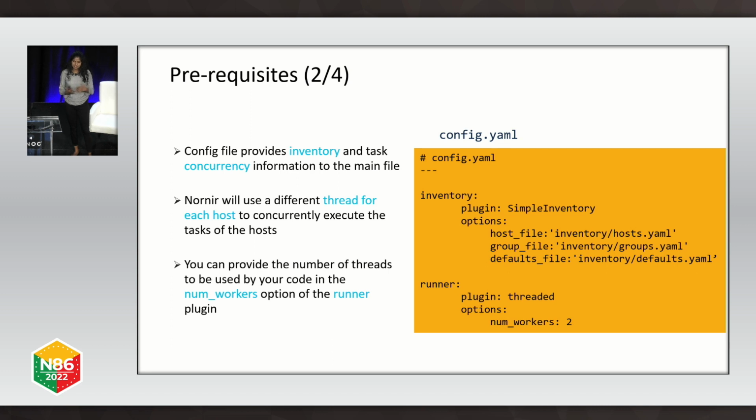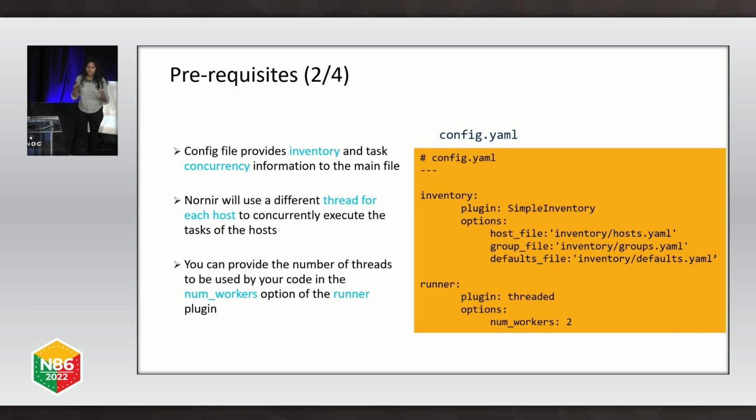So if it is threaded, and if you want to set how many threads it has to create, then you can just give a number. I have given the number as 2. But if you don't give any number, then it is going to default to 20. It's going to create 20 threads.